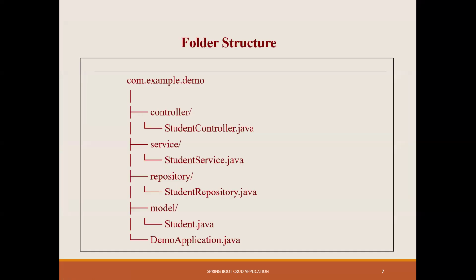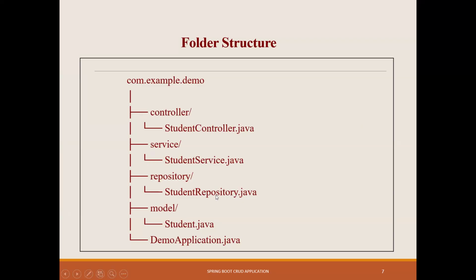Next one, this is the folder structure when we are going to create a Spring Boot application. We have different folders. There is a controller to handle the HTTP requests. Then we have StudentController.java. Then service, for the implementation of business logic, where we have the class called StudentService.java. Then repository, the data access layer that interacts with the database server. We have the class called StudentRepository.java.